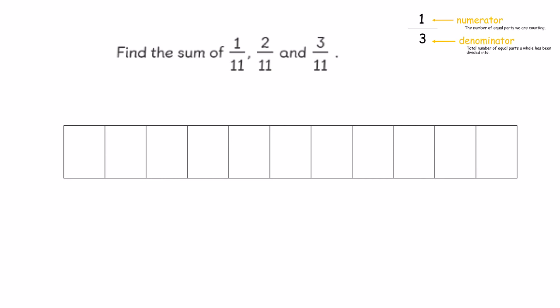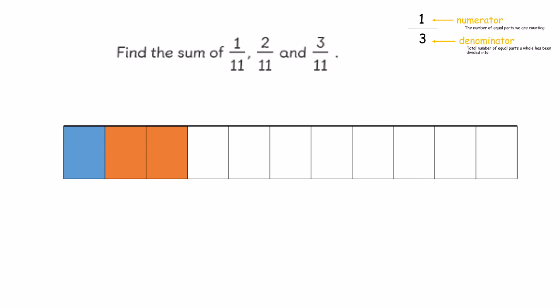To start with, my bar has been split into 11 equal pieces because the denominator is 11. I'm going to start with one of those pieces for 1/11. Then I'm going to colour in 2 more to show 2/11. And finally, I need to add 3 more to show 3/11. And now I can work out what the sum is by counting all of the pieces.